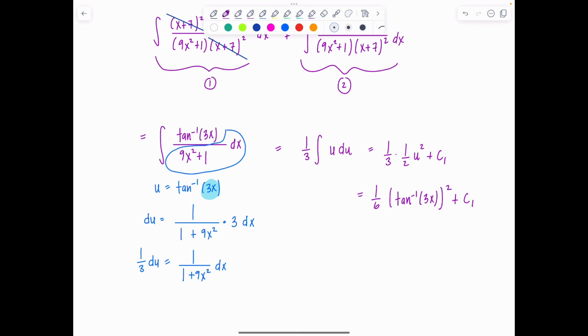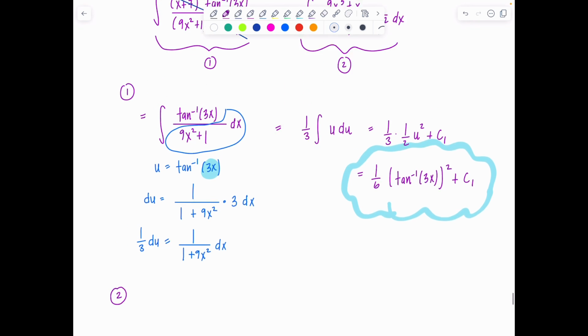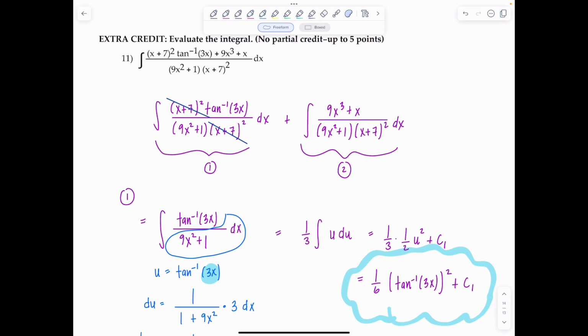Okay, there's the first part, done. Let me number it. This was integral number 1. And now let's move on to integral number 2. Let me copy it.